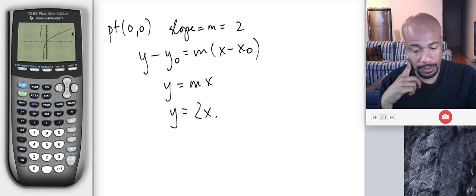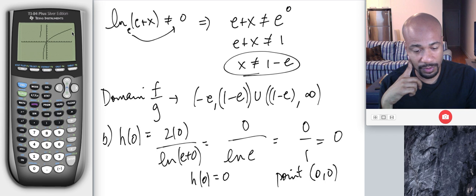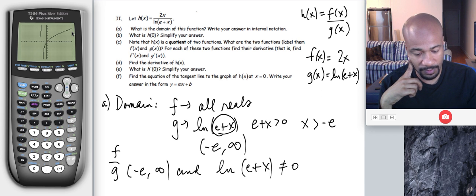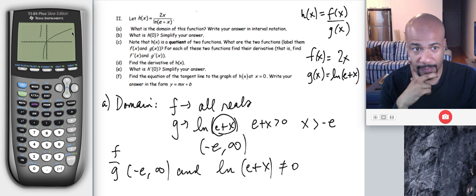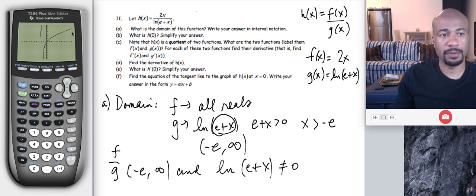So yeah, we went through pretty much everything, right? Domain, we did that. h of 0, we did that. Quotient, we did that. Derivative, we did that. h prime of 0, we did that. And then the equation of the tangent line. All right, cool. So that one's number 2.